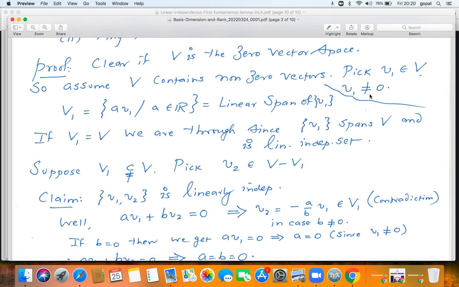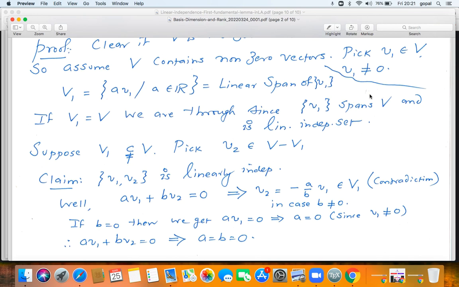And whereas minus A by B V1 is a multiple of V1, and so it is in capital V1. But we started out by saying that little V2 is not in capital V1. So that's a contradiction. What if B is 0? If B is 0, then we simply get A V1 is 0, but V1 is not 0, so A must be 0. So A V1 plus B V2 equal to 0 implies A equal to 0 and B equal to 0.